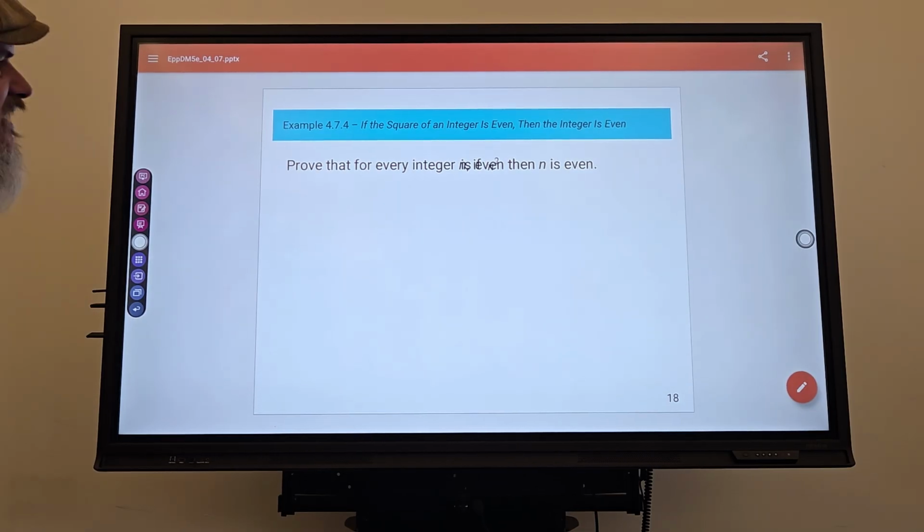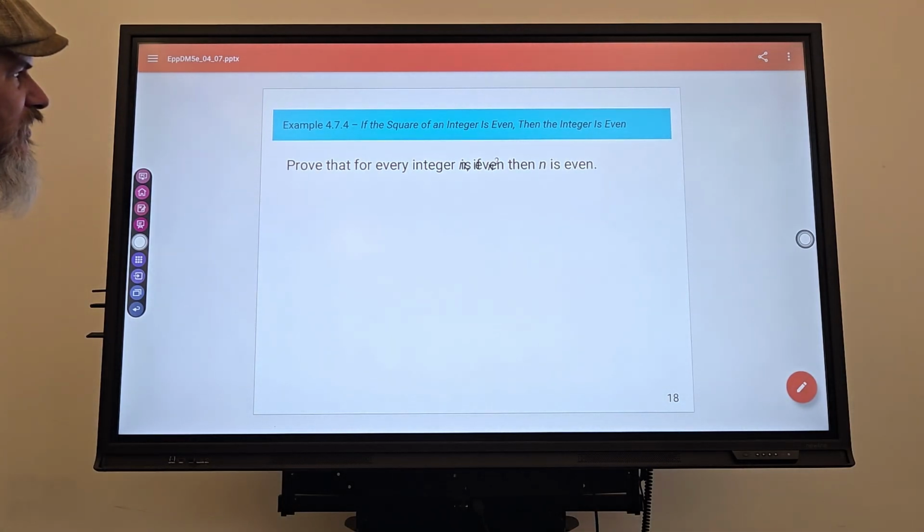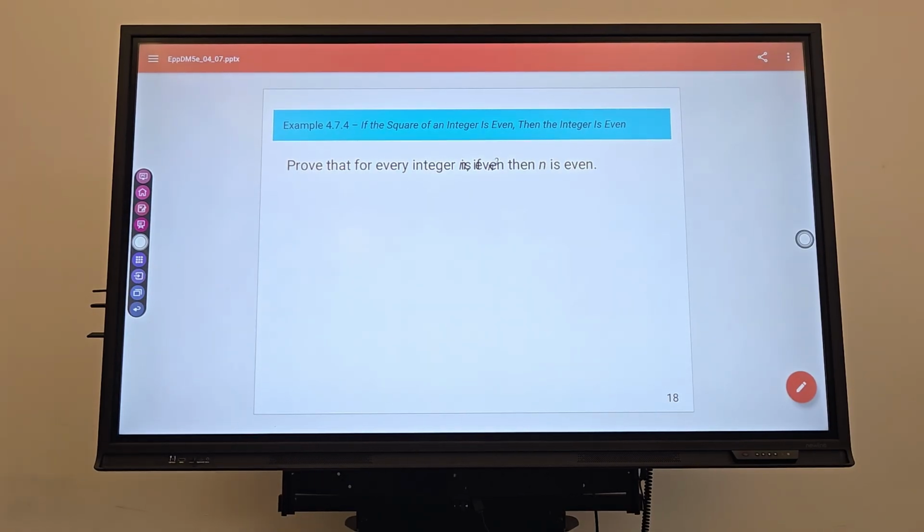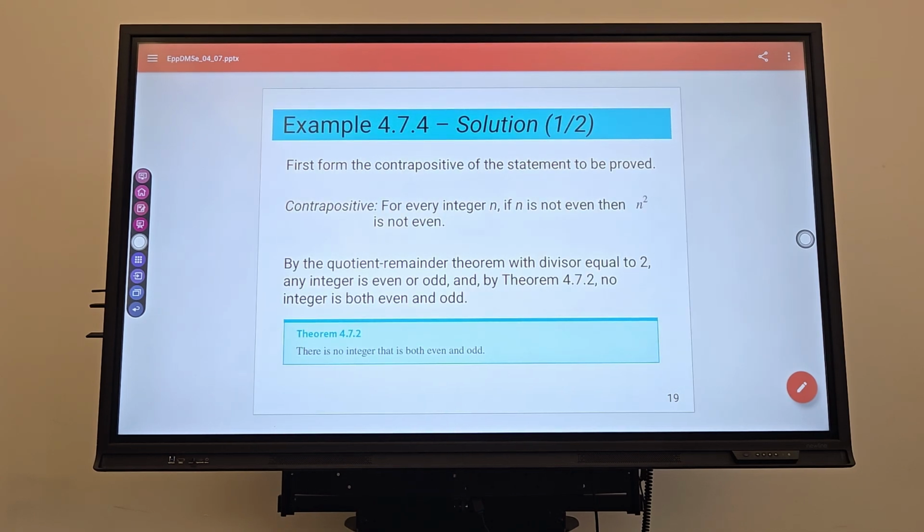Prove that for every integer n, if n squared is even, then n is even. First, form the contrapositive of the statement to be proved: for every integer n, if n is not even, then n squared is not even.